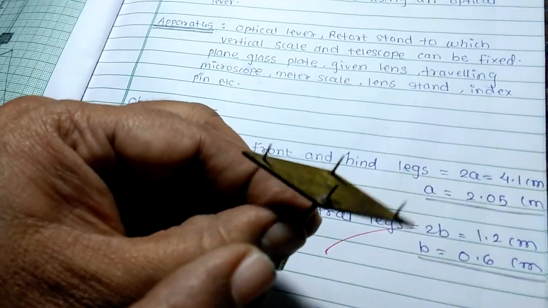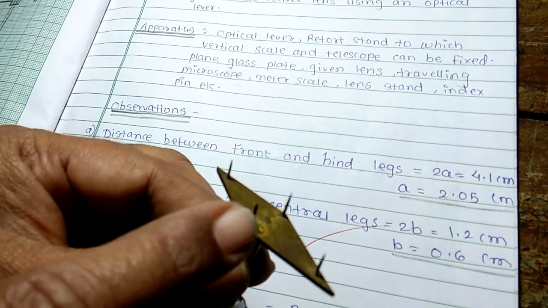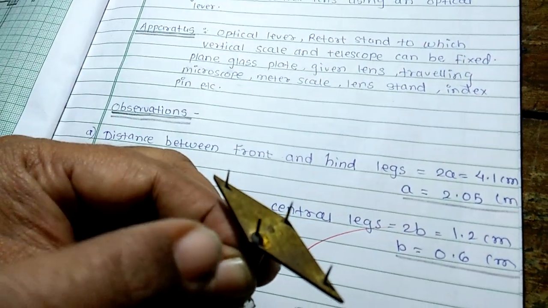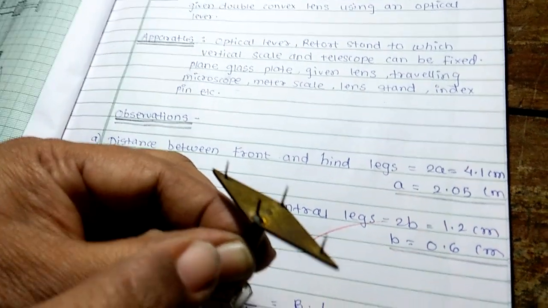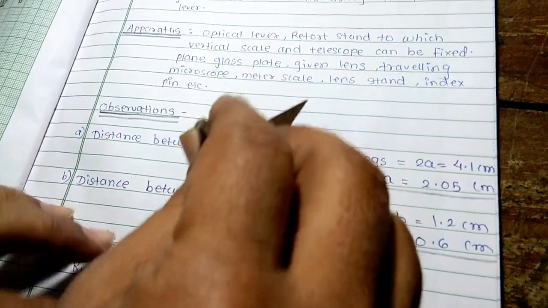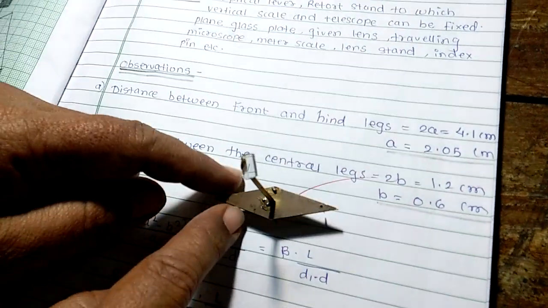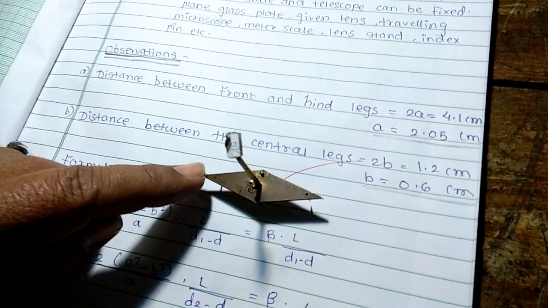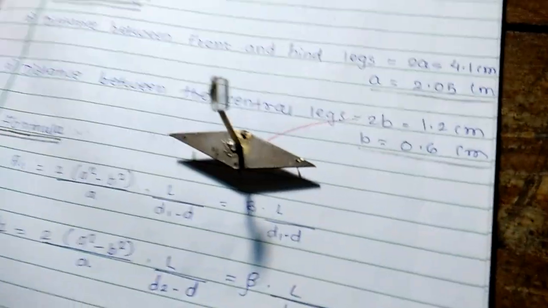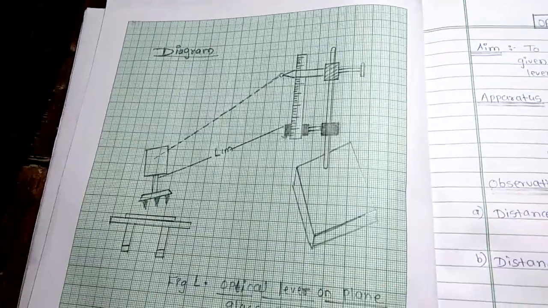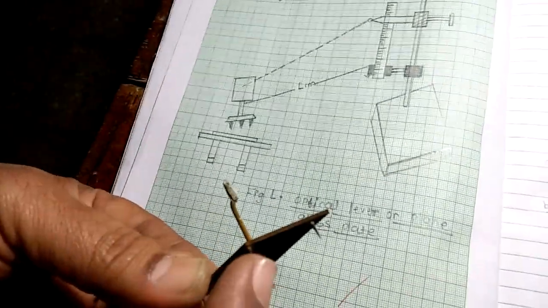This optical lever has four legs. This is called front leg and hind leg. These two are mid legs. These mid legs are longer than the front leg and hind leg. So while it rests on any plane surface, it rests on any three legs. If it is resting like this, it is called resting on hind leg, and this is called resting on front leg.